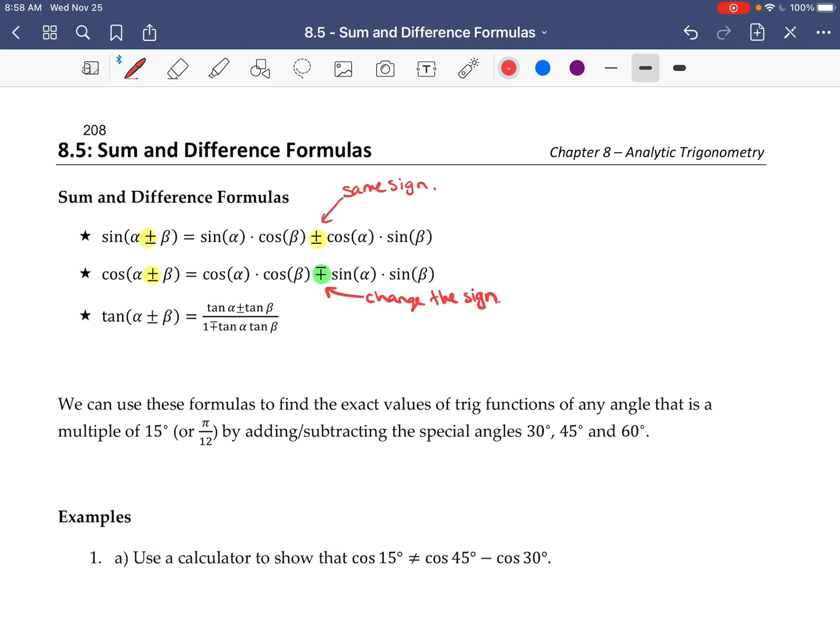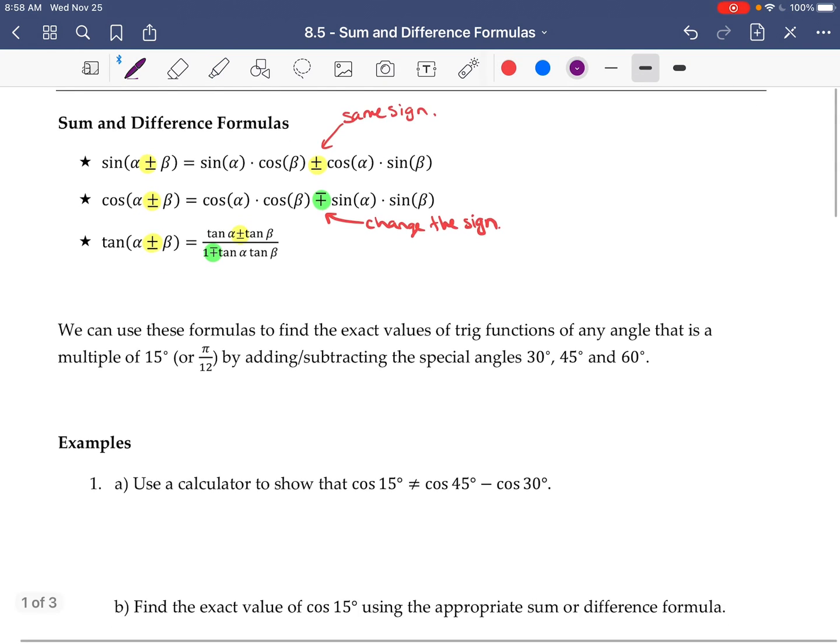Now tan is a bit more complicated. So tan of alpha plus or minus beta is tan of alpha plus or minus tan of beta. Those ones are the same. And then divided by 1 minus or plus tan alpha times tan beta. Those ones are different, so that's where you want to switch the sign.